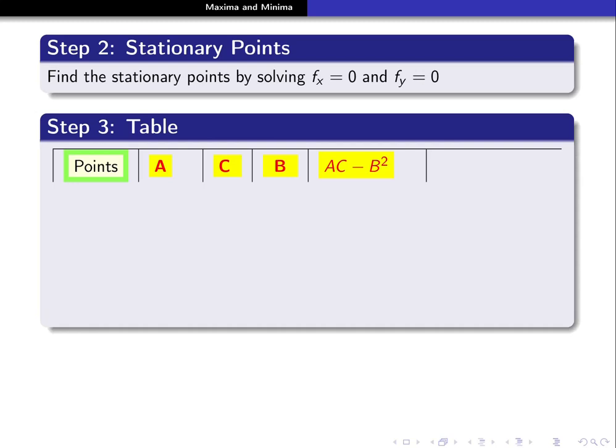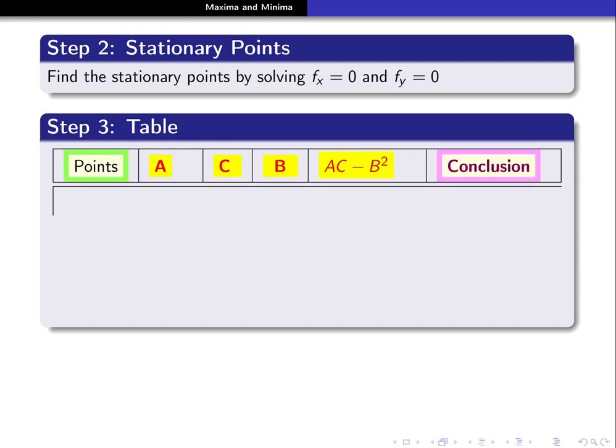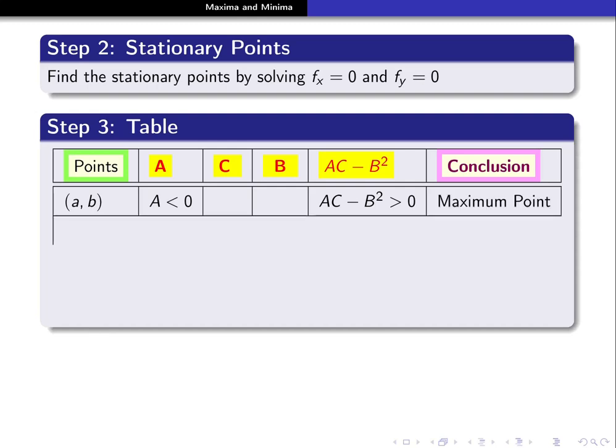We write the values a, c, b and calculate ac minus b square. Finally we give the conclusions. We will get a point a comma b. Already we solved fx and fy in step number 2, so we get the stationary points. Taking the first point a comma b, suppose a is negative and ac minus b square is positive. Then we conclude that the point a comma b is a maximum point.